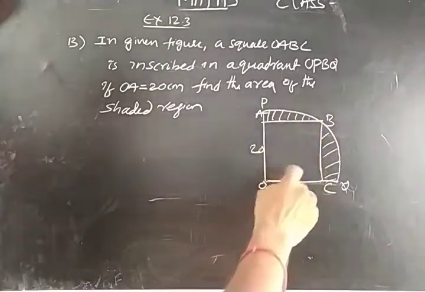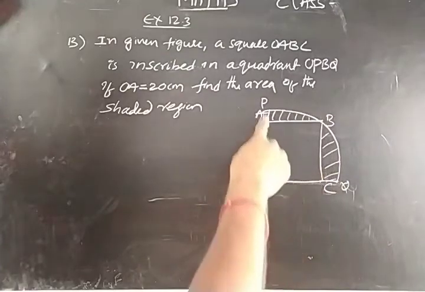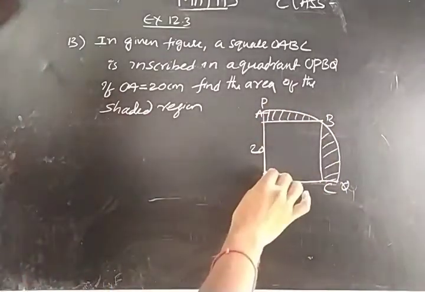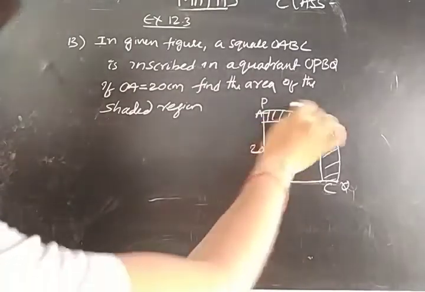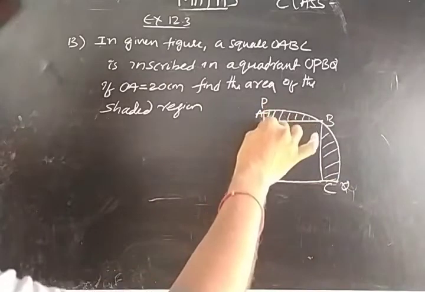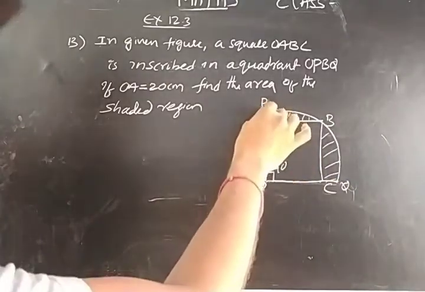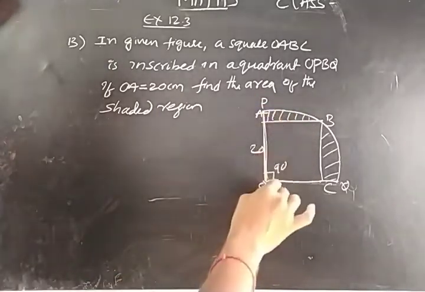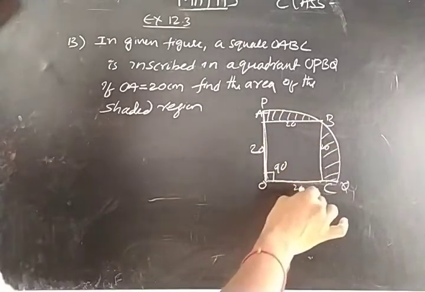To find the area of the shaded region, we have to find the sector area and the square area. From the sector area, we have to subtract the square area. See here, in a square, every interior angle is 90 degrees. So we have the angle for the sector, and we need the radius of the sector. But we don't have this total length, OP length we don't have. Only the OA side length is given. So this is also 20, this is also 20, this is also 20.